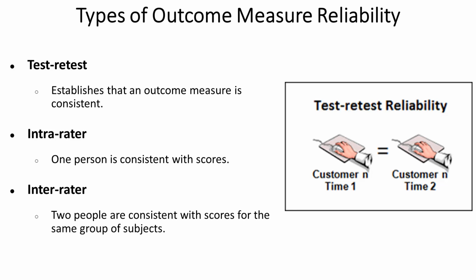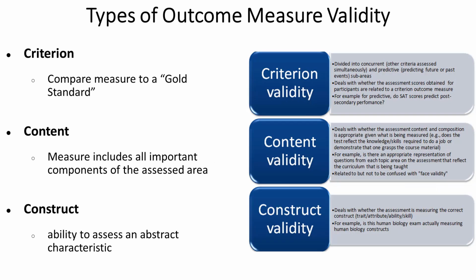Inter-rater reliability is going to be two different people performing the test on the same group of people, but those two different people get very similar scores. Moving on now to different types of outcome measure validity.